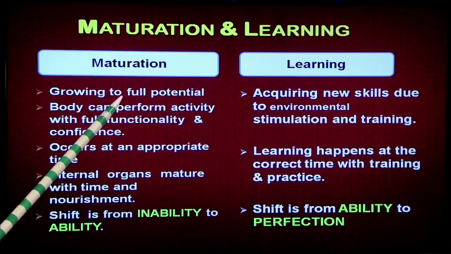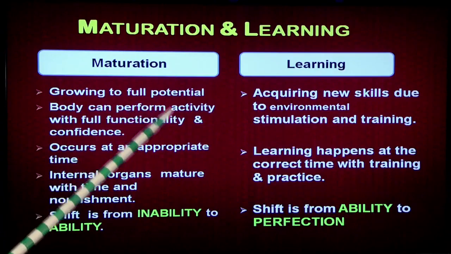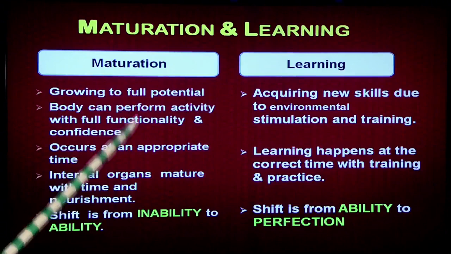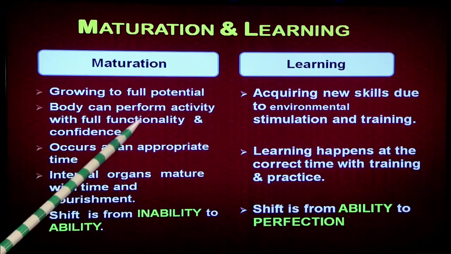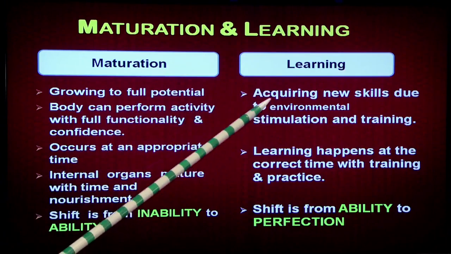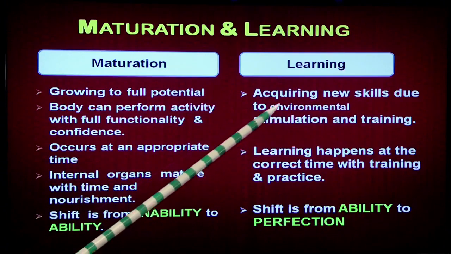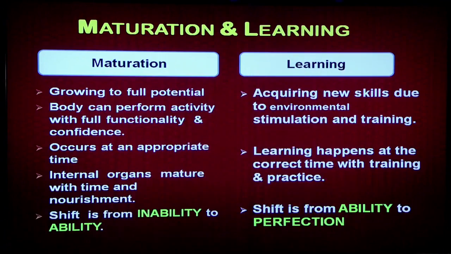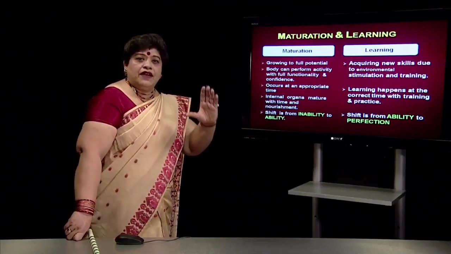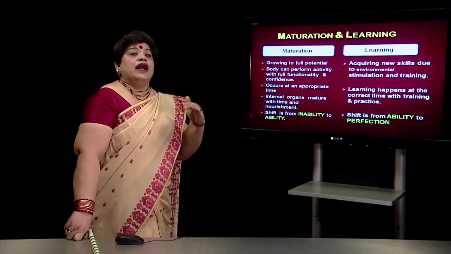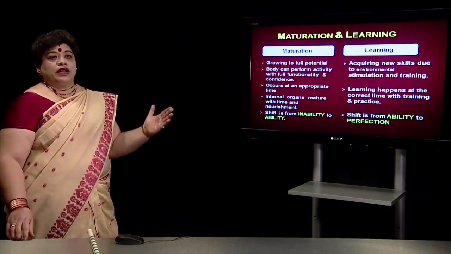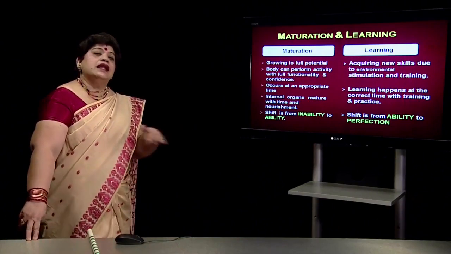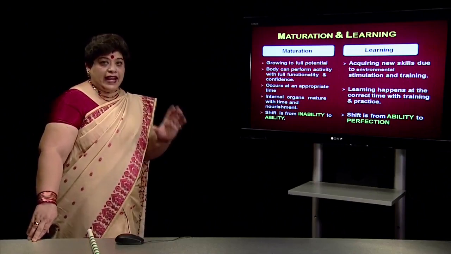When we say maturation, it is growing to full potential. That means the child must grow up to his maximum ability, must mature to his maximum ability. When we say learning, it is acquiring new skills due to environmental stimulation and training. There may be a child, say in a particular environment, in a particular setup, where he has matured. The child has become 12 years old. That means his body has entered into early adolescence and has developed totally for that age group.